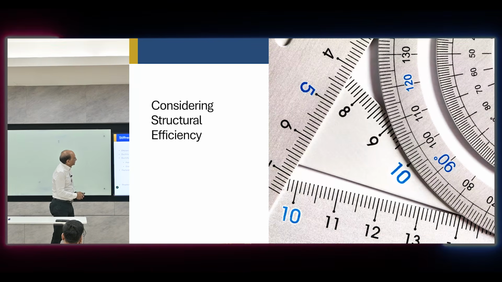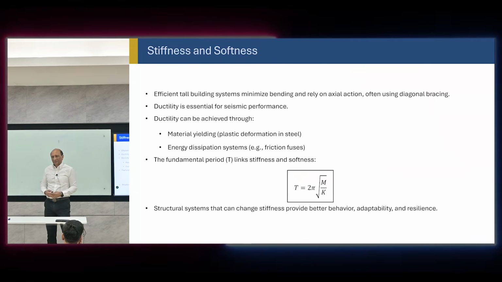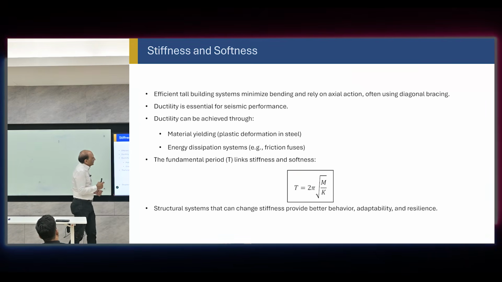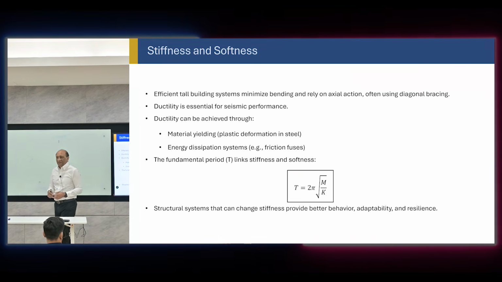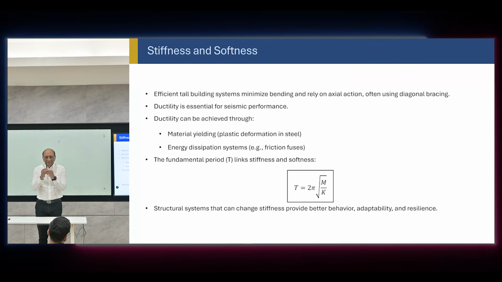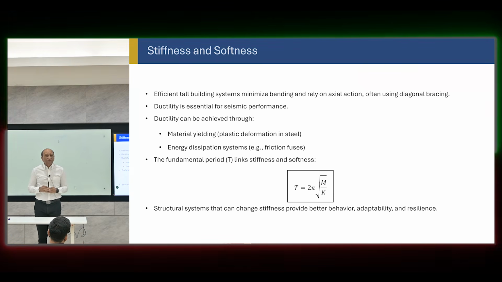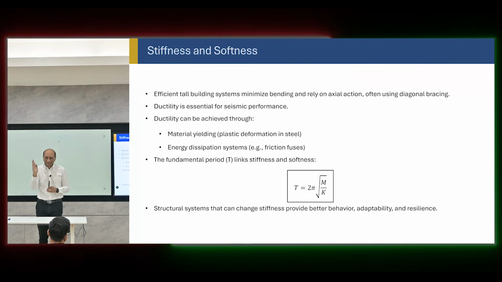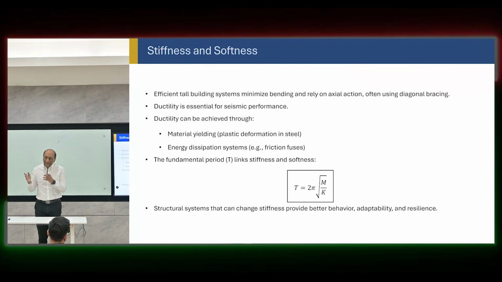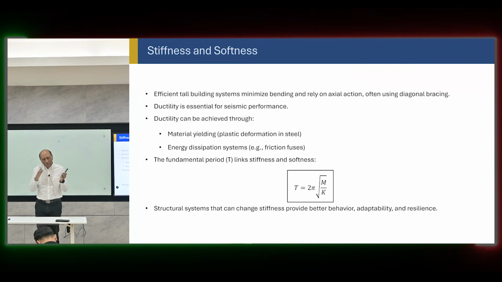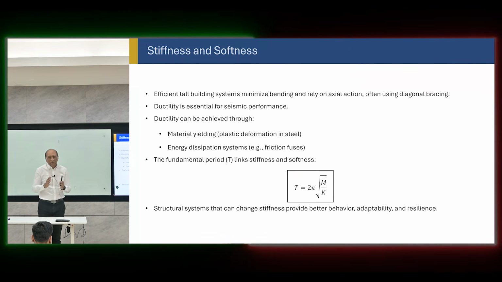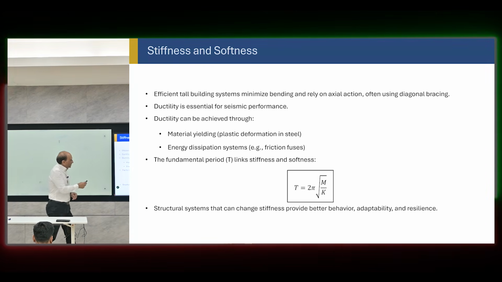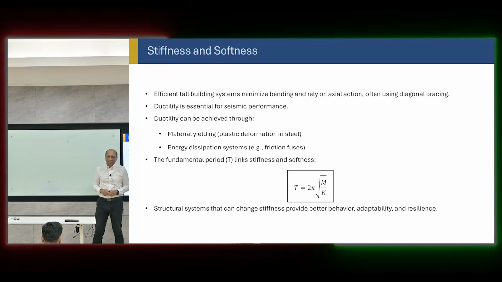So how do you measure efficiency? There are many measures, and we will just talk about some of them. First one is stiffness and softness, because like I said, building movement is one measure that we have to start with. We cannot allow the building to be too soft or too stiff. So softness or stiffness, either way, has to be in a very sweet spot. Too soft, not good. Too stiff, again, not good. And one of the measures for that is the natural period of the building.